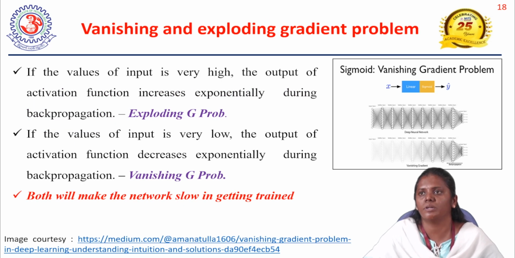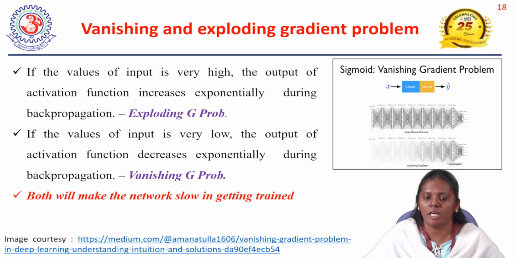Vanishing and exploding gradient problem. We need to know what the vanishing gradient problem is and what the exploding gradient problem is. When it comes to training the model to make the predictions better with good accuracy, we will be adjusting the weights of the perceptron, and we will be propagating the weights in the reverse direction. That is called back propagation.